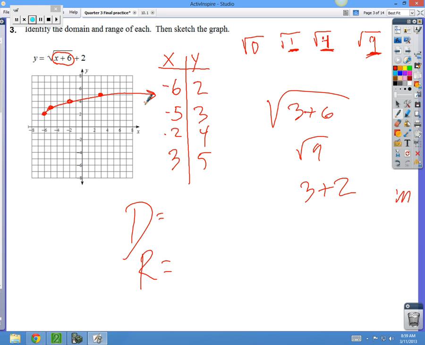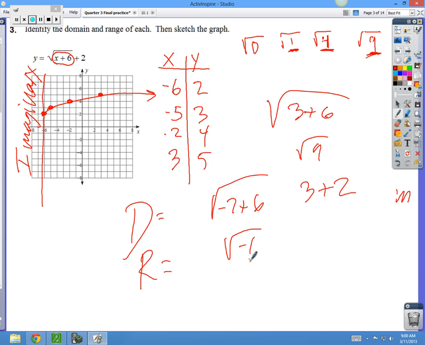But what happens to the left? Nothing happens to the left. You cannot go any further left than negative 6. Because if you go to a negative 7, you're going to have square root of negative 7 plus 6. You're going to have square root of a negative 1. And square root of any negative is in some imaginary world.